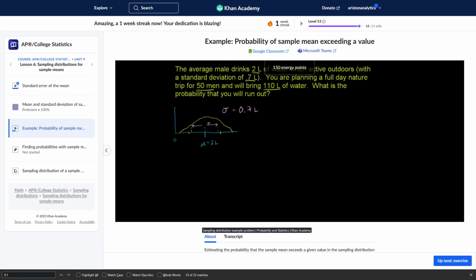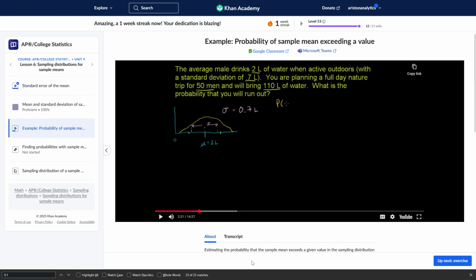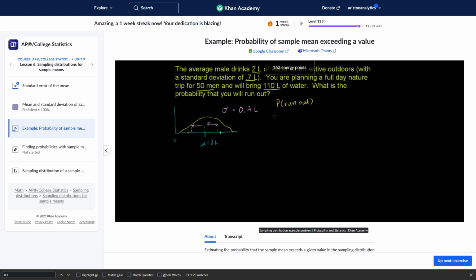So the probability that you will run out would mean that the sample mean is 2.2, right? 2.2 times 50 is 110. So running out is the same thing as the probability that we use more than 110 liters on our outdoor nature day. If we use more than 110 liters, that means on average, because we have 50 men, more than 2.2 liters each. 110 divided by 50 is what?